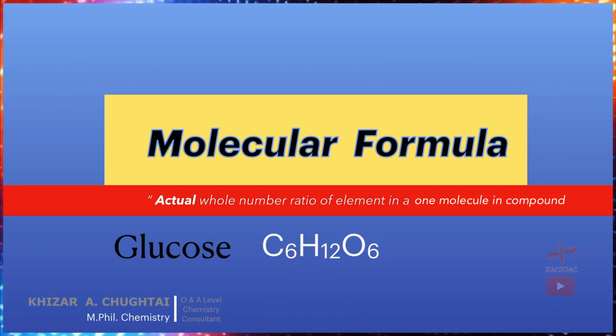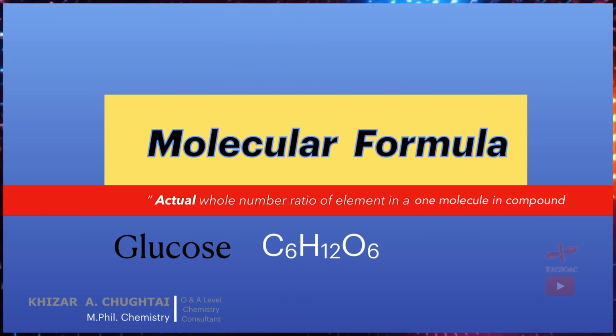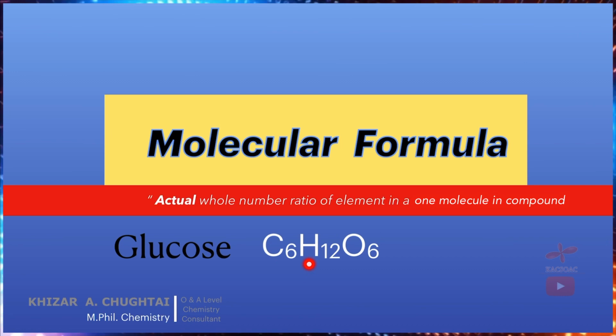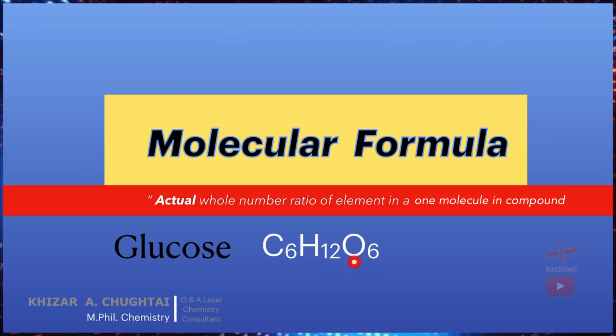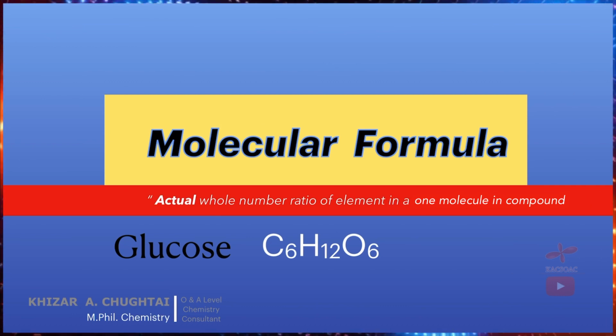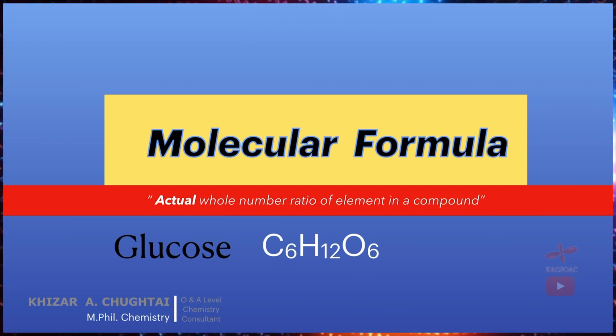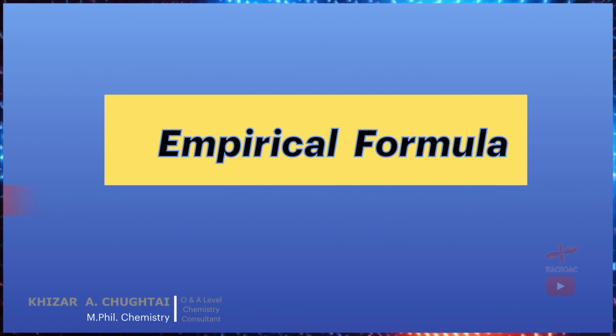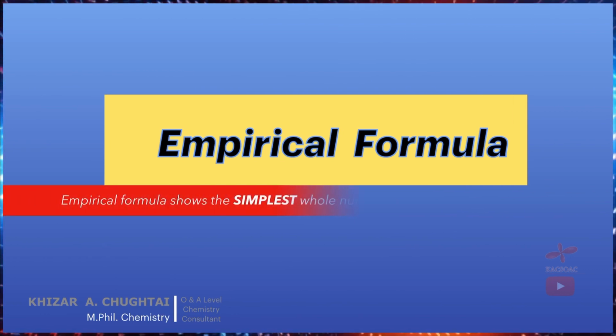6:12:6. Complete ratio. Actual ratio of elements in one molecule. Actual ratio of different atoms, you can say, in one molecule is said to be its molecular formula. Formula that is showing the molecular arrangement, molecular composition is said to be the molecular formula. The next formula is the empirical formula.